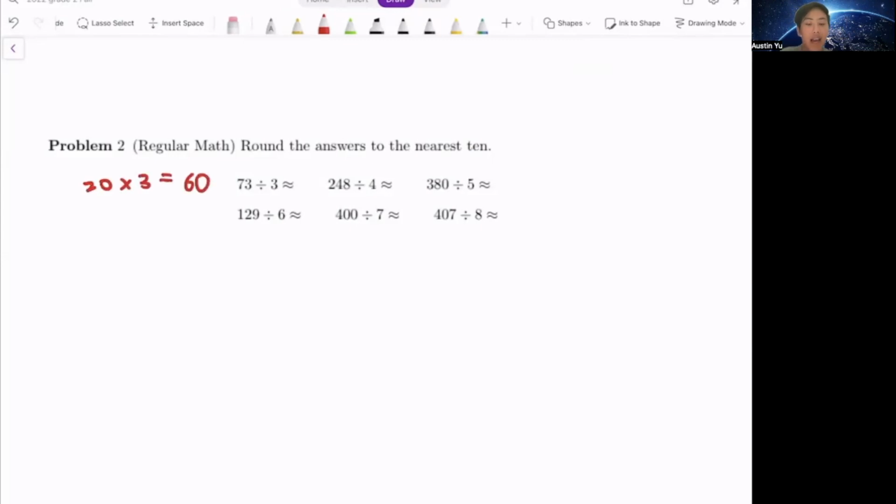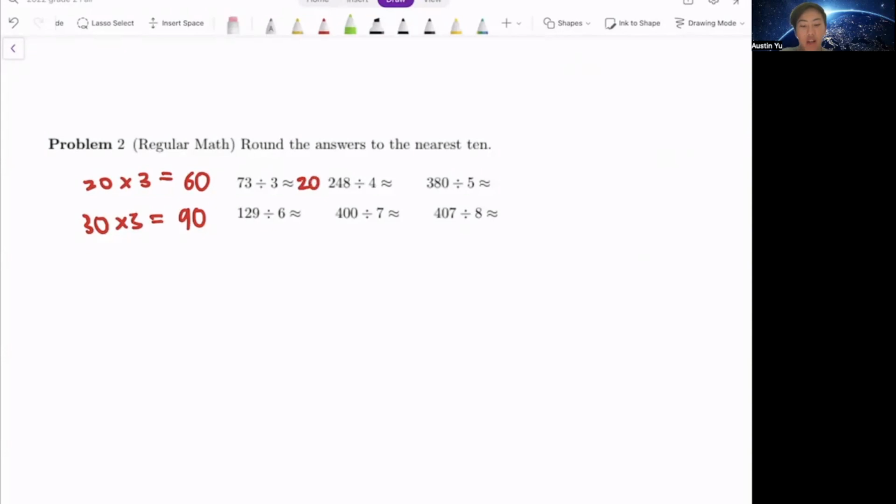And then the next 10 would just be 30 since 60 is less than 73. So we have to increase a 10. 30 times 3 equals 90. Now that we're given 90, we can just see which one 73 is closer to, 60 or 90, obviously 60. So therefore, this would be 20.